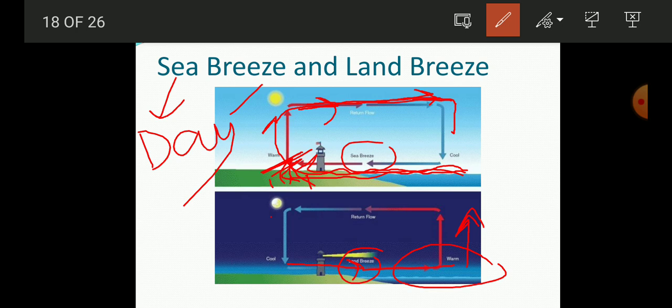upward, and in its place the land air will come. So this type of movement is known as land breeze. So always remember that this land breeze happens in the night time.